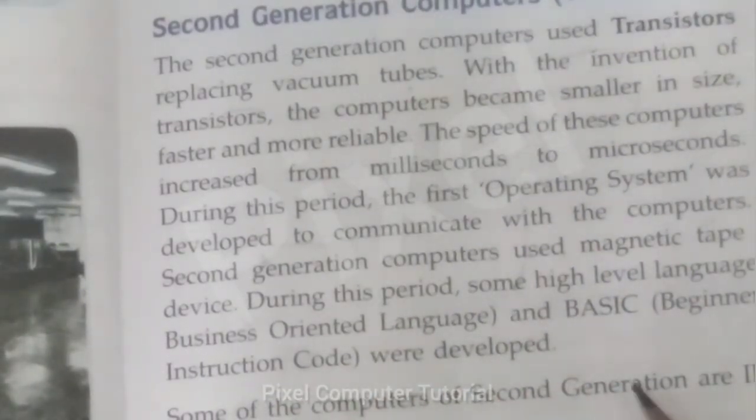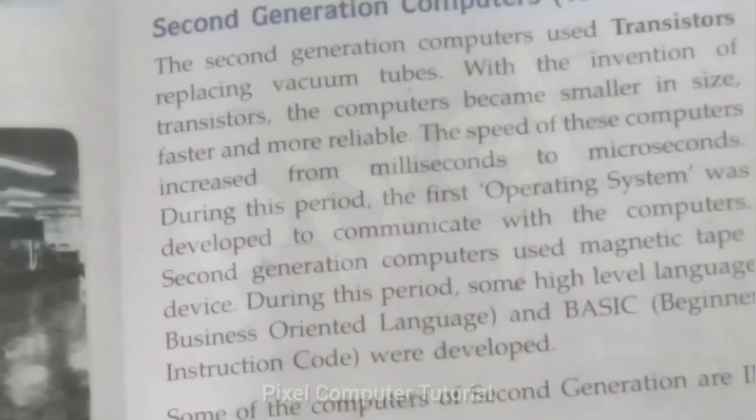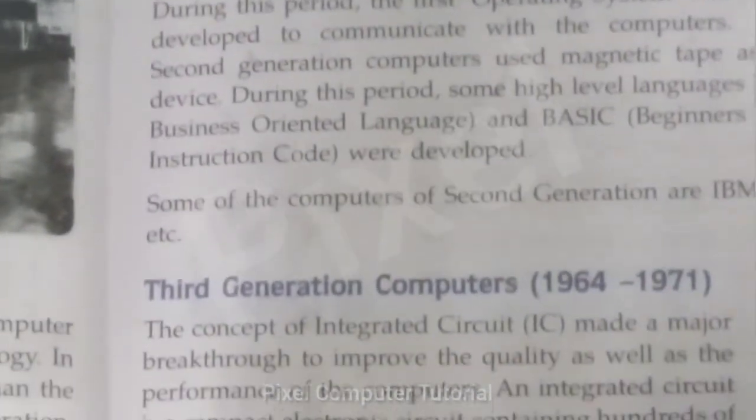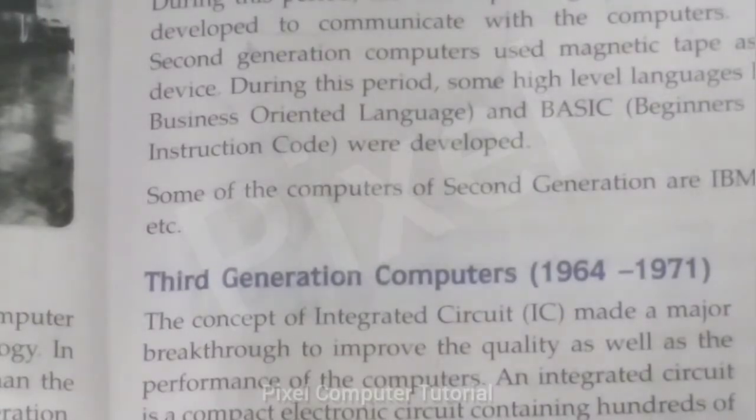Some of the computers of the second generation are IBM 1400 and Honeywell 400, etc. All right, so basically the difference between the first generation and second generation is that in the first generation they used vacuum tubes, in the second generation they used transistors. In the first generation, the size of the rooms was very big. The vacuum tubes were creating a huge amount of heat, and the next thing is that they used a binary language, which is called machine level language, which is of zeros and ones.